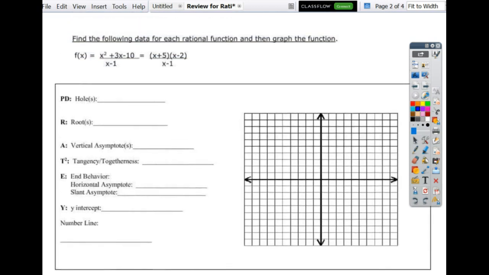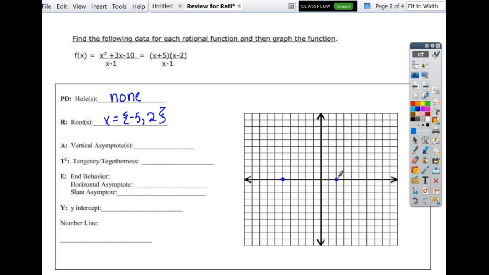So does anything cancel? No holes. Where do the roots come from? The top, and we want to get that on the factored form. So my x are going to equal -5 and 2. Let's go ahead and put those little handy-dandy roots right on your graph. 1, 2, 3, 4, -5, and 2.